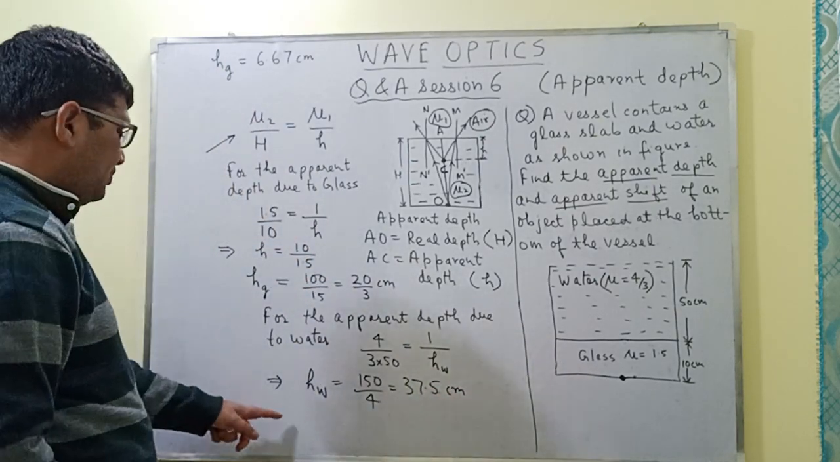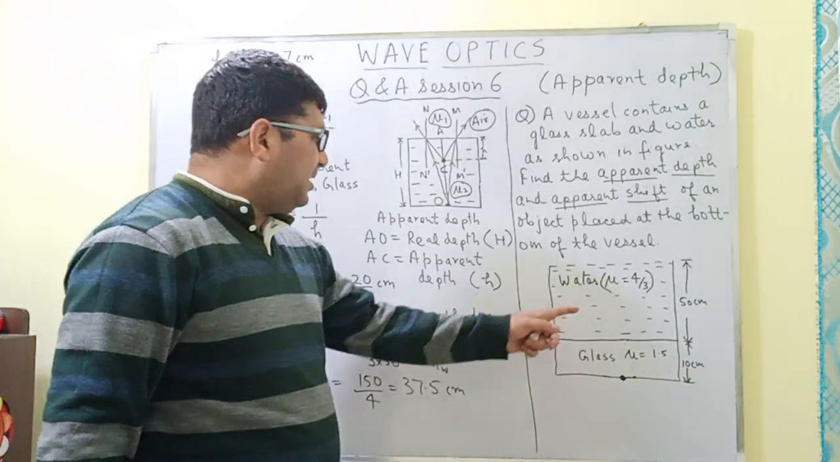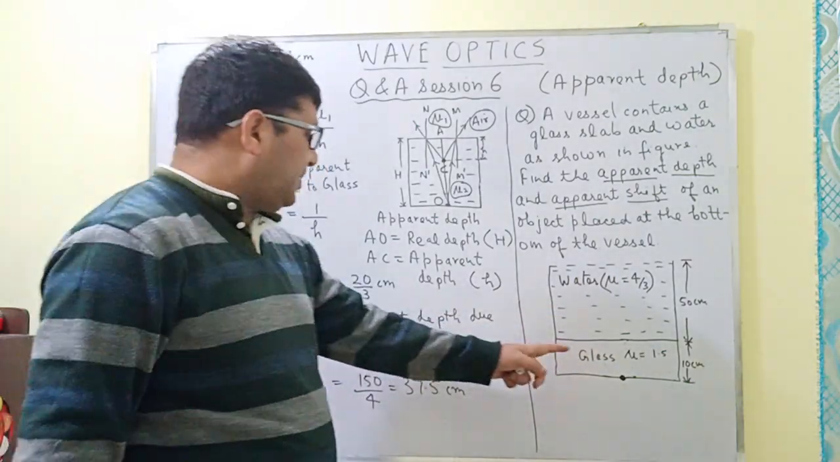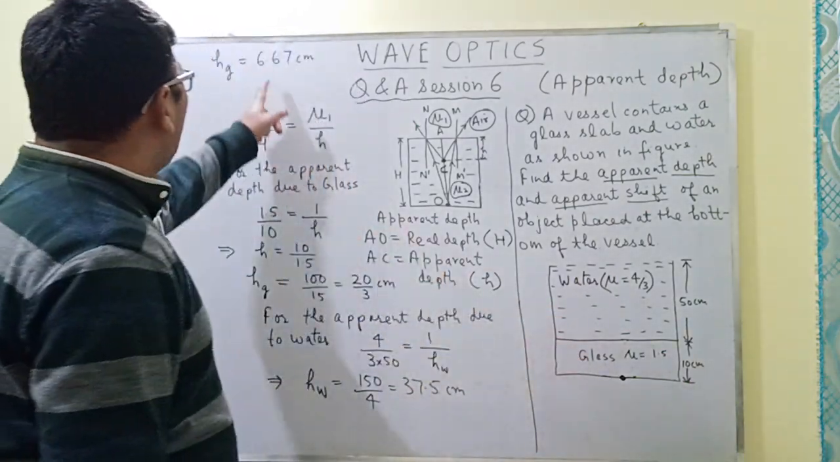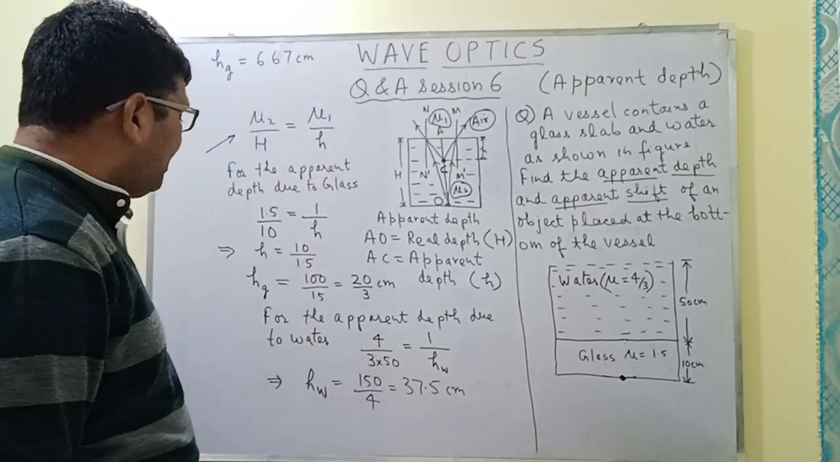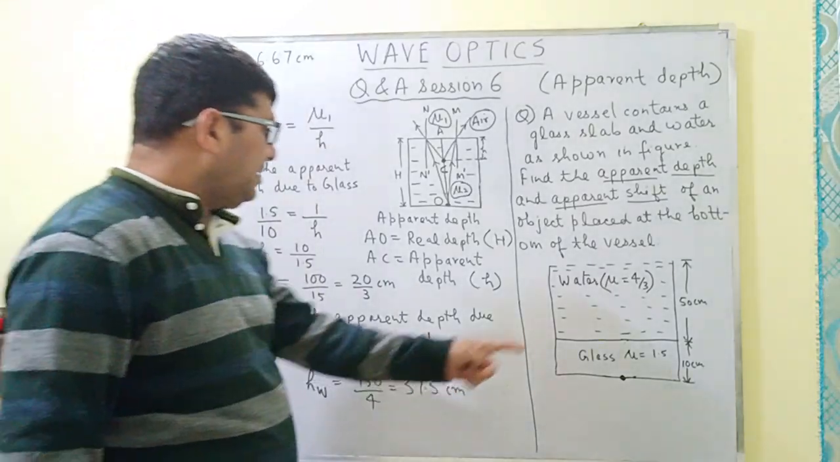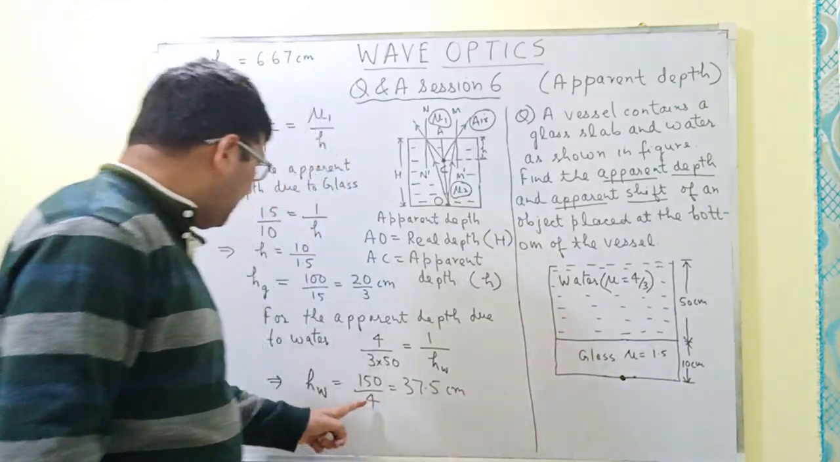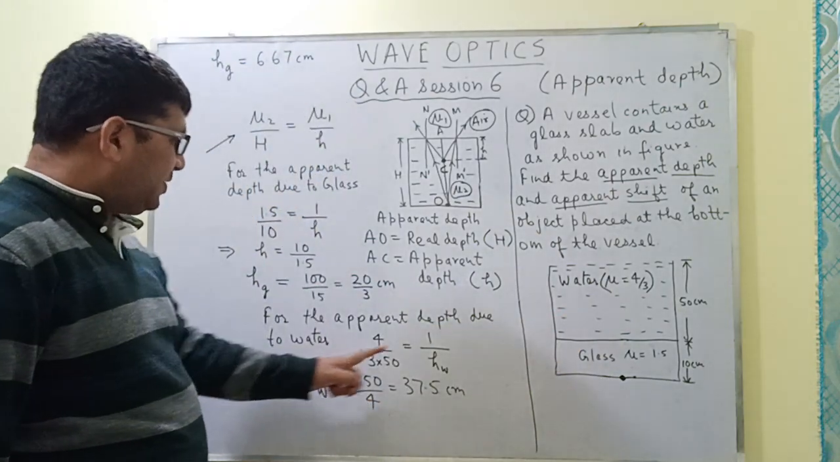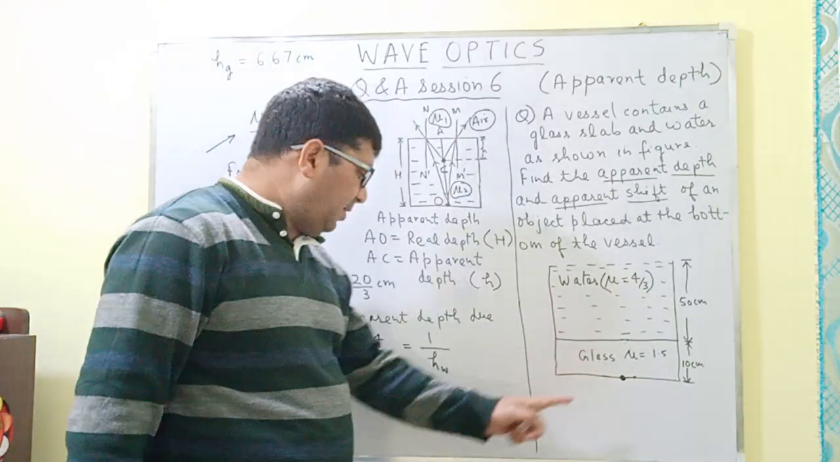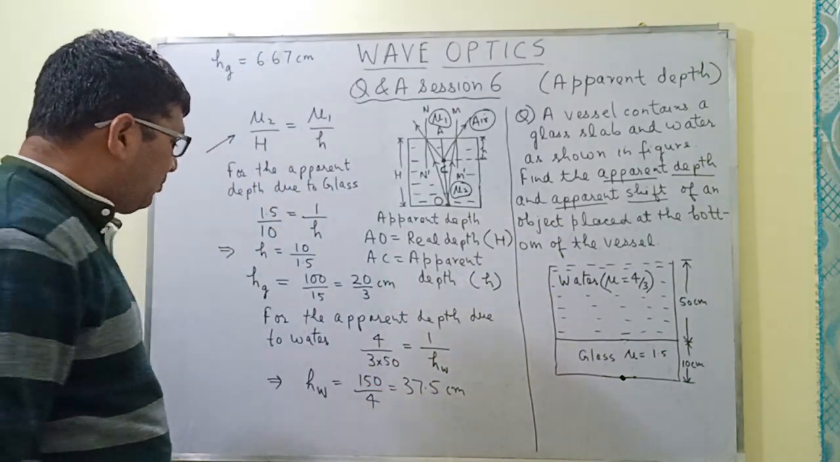Okay, now I have found the apparent depth of this object due to this glass medium, which was equal to 6.67 centimeter, and I have also found the apparent depth of this object due to this water. This is equal to 37.5 centimeters.